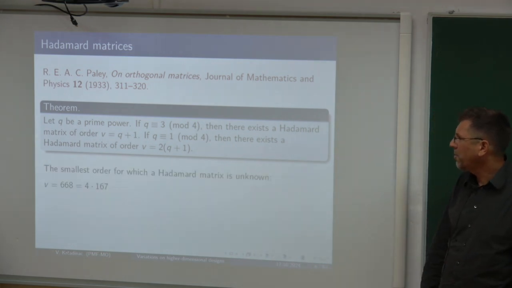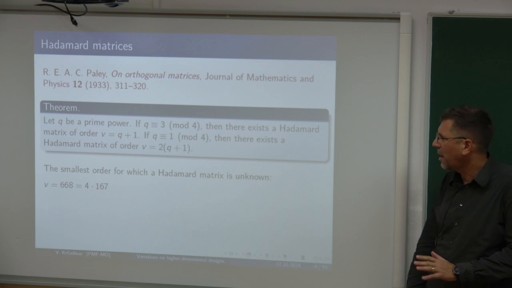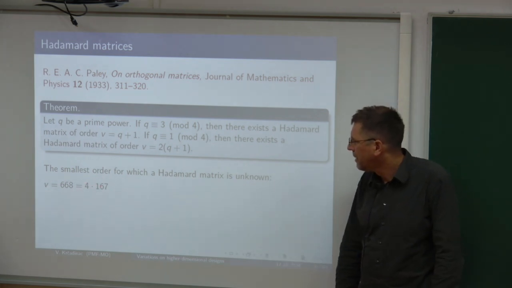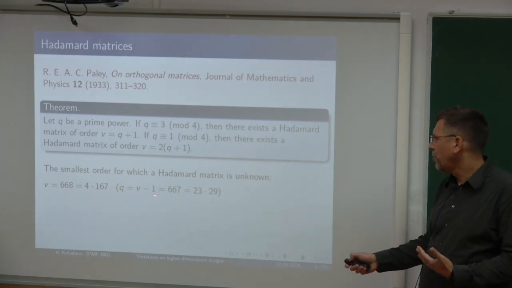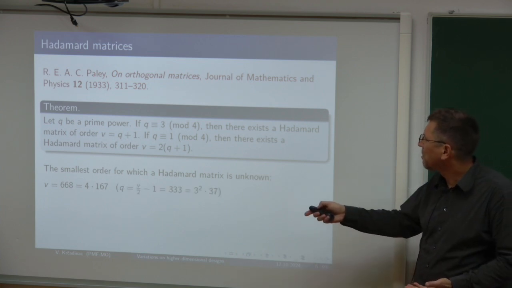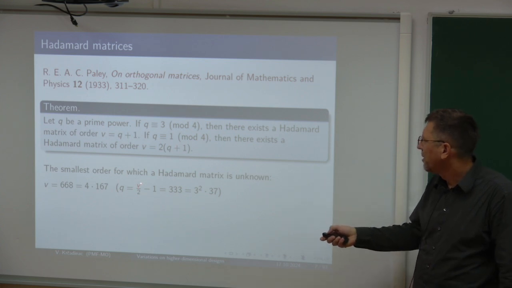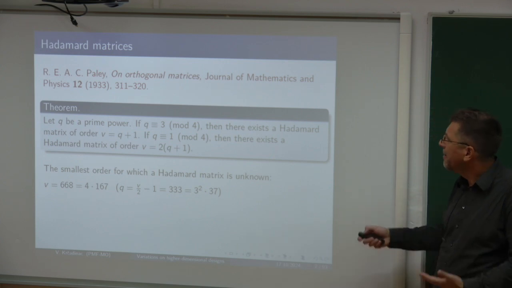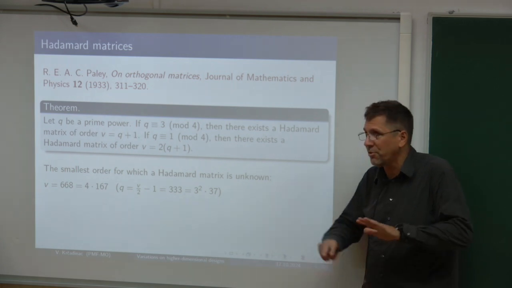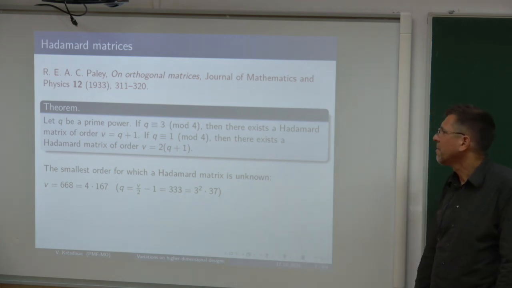So, for example, the smallest order for which a Hadamard matrix is currently unknown is 668, which is 4 times 167. And of course, if you look at Q equal to V minus 1, it's not a prime power, it's a product of 23 and 29. And even for this second type of Paley construction, V over 2 minus 1 is again 3 times 37, so it's not prime. This construction does not work. There are a lot of other constructions, but this particular order is not covered by any. So this is currently the smallest unknown order for a Hadamard matrix.